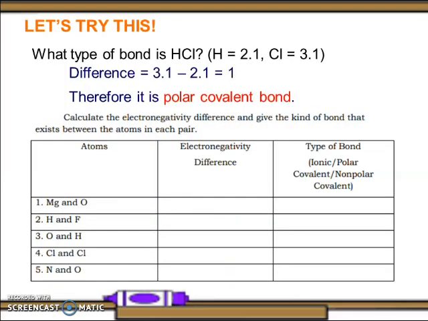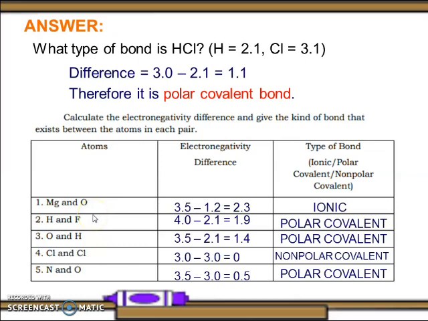Now it's your turn to practice. Refer to the given values of electronegativity in the earlier discussion. Calculate the electronegativity difference and give the kind of bond that exists between the atoms in each pair. For example, what type of bond is HCl? We have 2.1 electronegativity of hydrogen and 3.1 electronegativity of chlorine. Its electronegativity difference is 1, so therefore it is a polar covalent bond. You may pause the video to answer this.